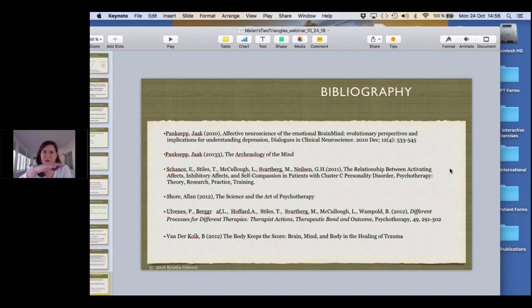The book that you want to get, and I think this book helped me really understand the triangles, is Bruce Perry's book, The Boy Who Was Raised as a Dog. I don't know if I have the title right. It's a real easy read. It's fun to read. It's a great way to begin to understand how the triangle of conflict is related to the triangle of person.